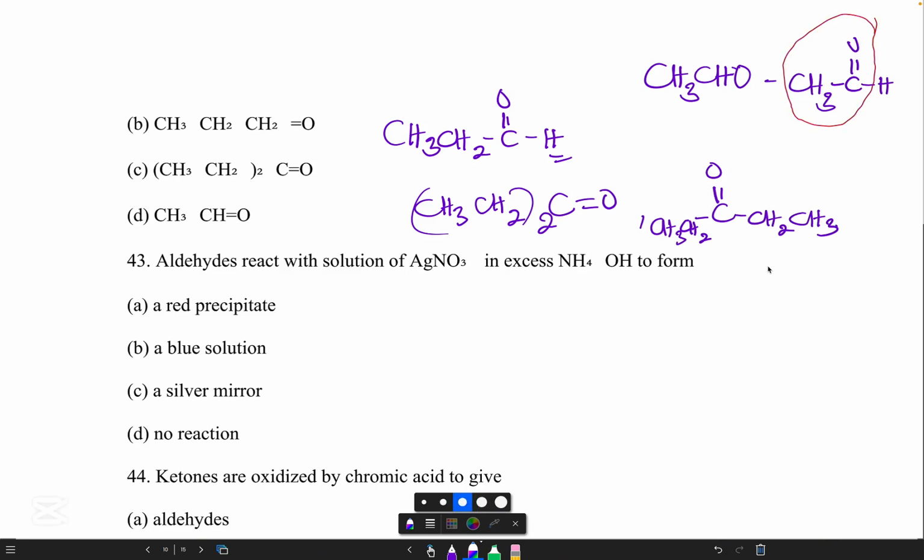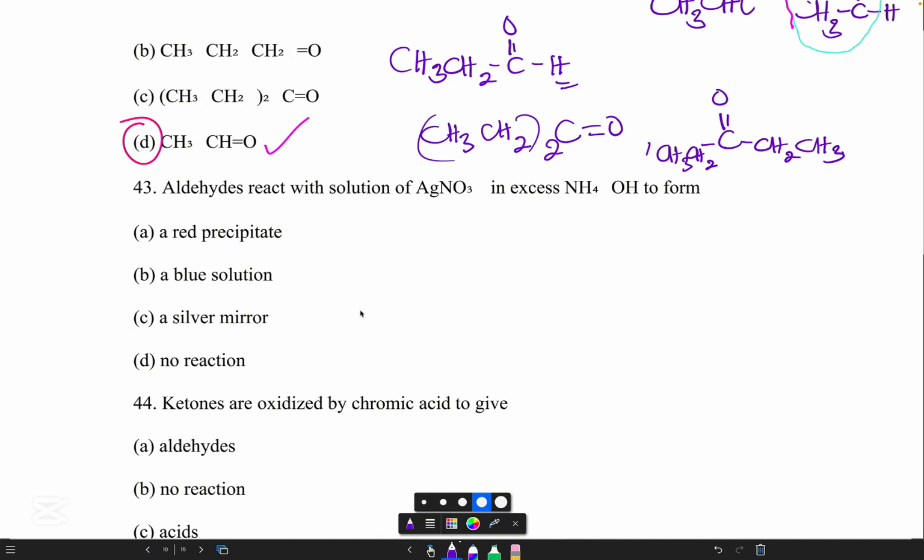All right. And anything that has the CH3CO is capable of what? Is capable of giving a positive result in the iodoform test. Is that okay? So that makes option D the correct answer to that question. A very simple one. All right. Let us see the next one.